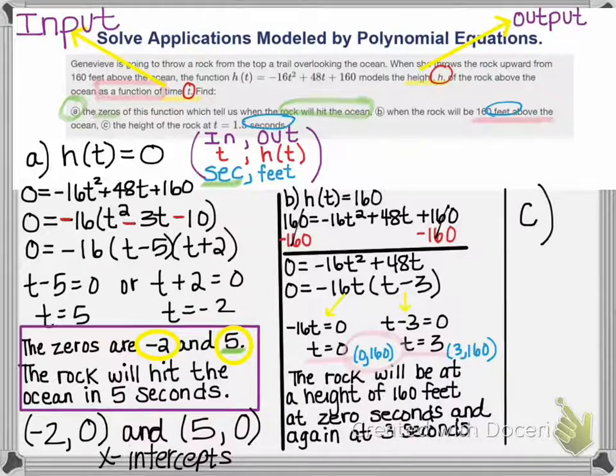All right, now let's look at part C. We're being asked to find the height of the rock at t equals 1.5 seconds. So now we are being given an input value of 1.5 seconds, and we have to find the height. So we have to find the output value. So this one's pretty straightforward. There's not going to be as much work as there was for parts A and B. Now I know my input value is 1.5, so all I have to do is find h of 1.5. I'm going to do that on the next slide because we're running out of room.